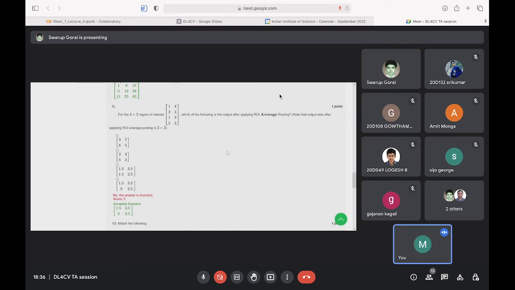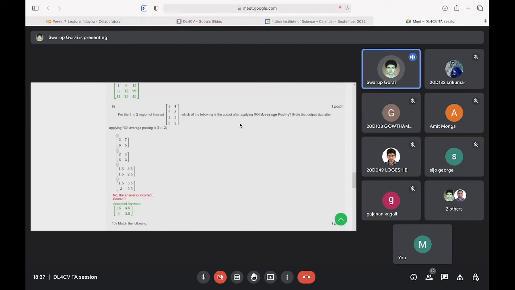See, note that the output size after applying ROI average pooling is 2x2. So my region of interest is 4x2, that is given. From this, I have to get a 2x2 output. Is it a must that average pooling will always give the size 2x2? No, it's not that. Note that the output size after applying ROI pooling is 2x2, given like that.